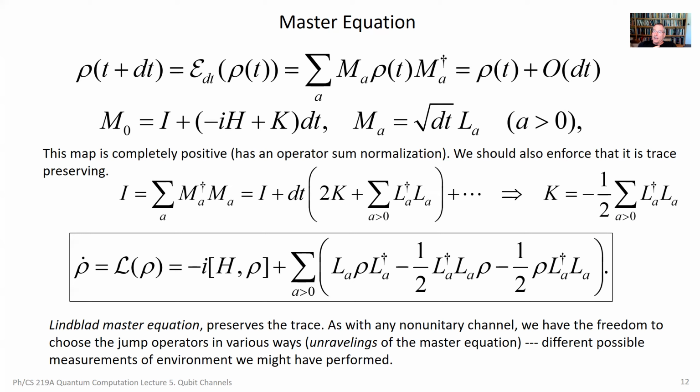The jump operators, I can trade in these jump operators for others, which are related to the original jump operators by some unitary matrix, just like when we consider two different ensemble representations of the same density operator, according to the HJW theorem. There's some unitary matrix that describes how the original ensemble is related to the new ensemble. And I can do that for the jump operators in particular.